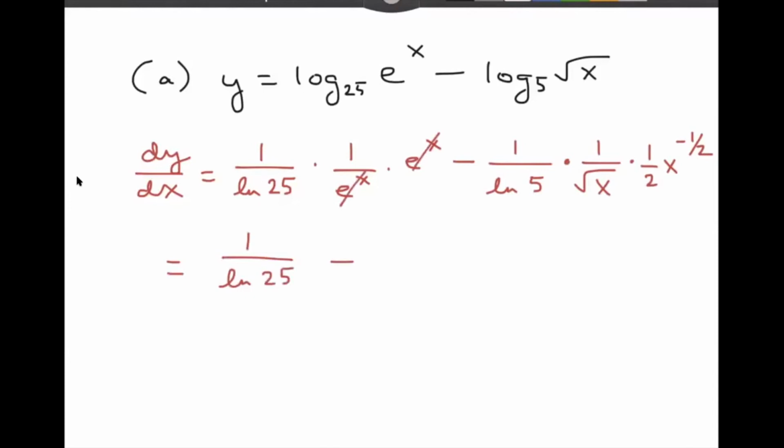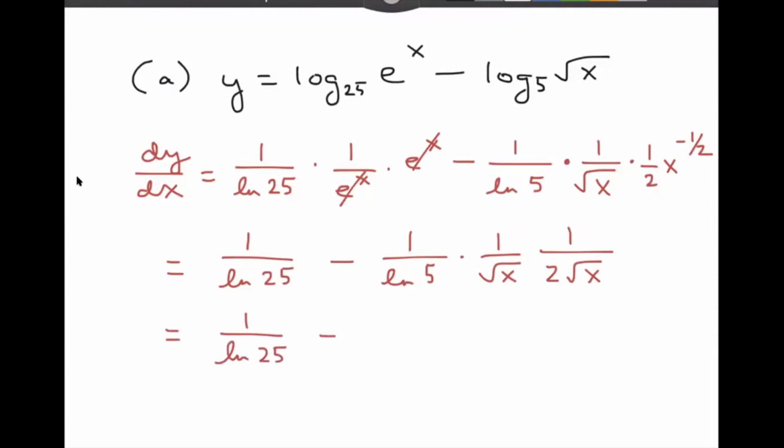And then let's look at what happens over here. So we have a 1 over the square root of x, and then 1/2 times x to the negative 1/2 is just 1 over 2 square root of x, isn't it? All right, so that's going to be 1 over natural log 25 minus 1 over 2x times natural log 5.